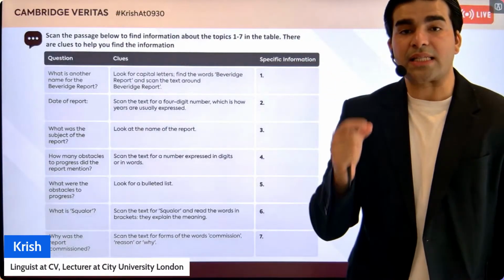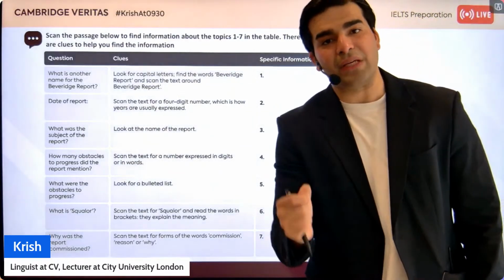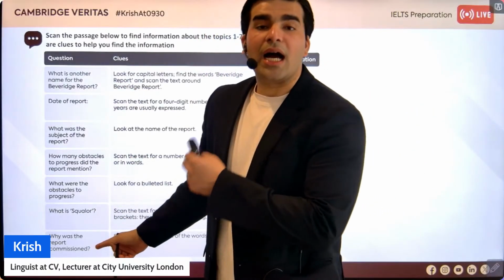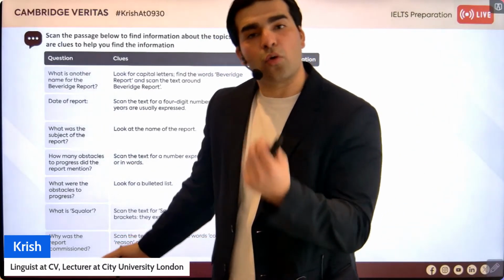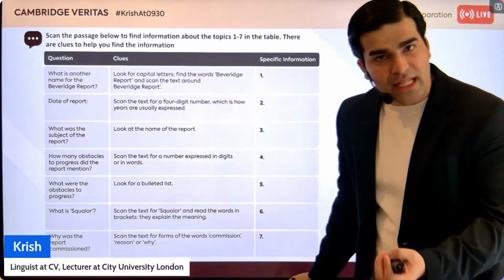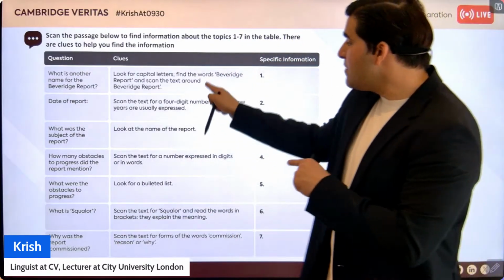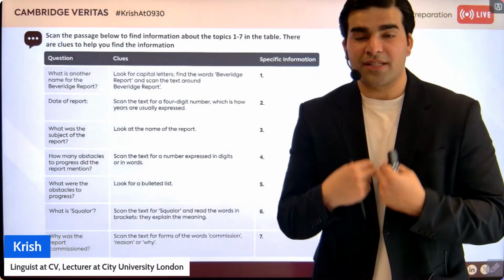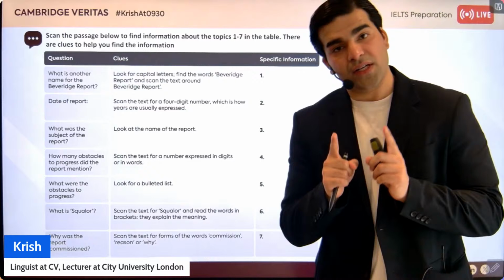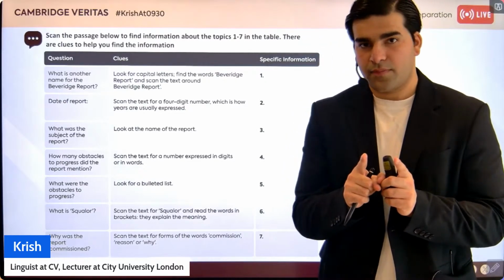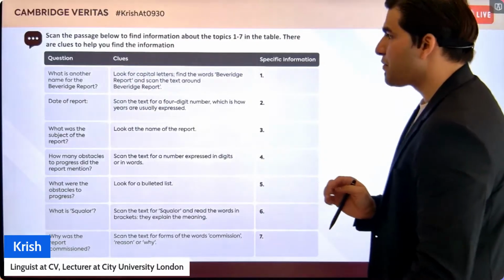What we have to do is find specific pieces of information. On the left-hand side of the screen, I have written the questions. On the extreme right, we have to tell the answer. In the middle, we have clues to give us the answer to that question. First one we will do together. The rest of it you have to do yourself. Okay?